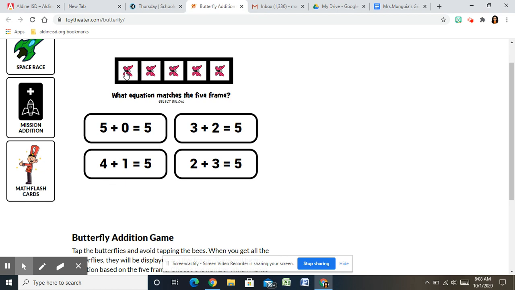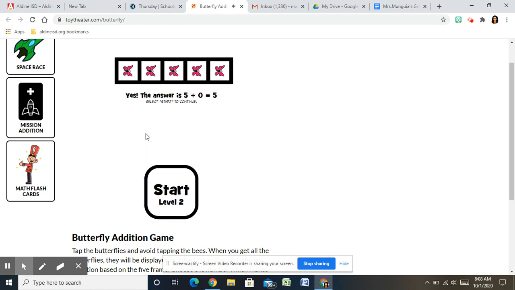Okay, so I see there's 1, 2, 3, 4, 5 pink butterflies, and there's only one color. So that lets me know that it's 5 here plus 0, because I don't see a different color. I only see one color. So I know that this is the number sentence. 5 plus 0 is equal to 5. I select it, and now I'm going to move to level 2. Yes, the answer is 5 plus 0 is equal to 5.